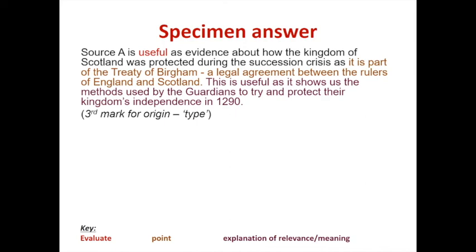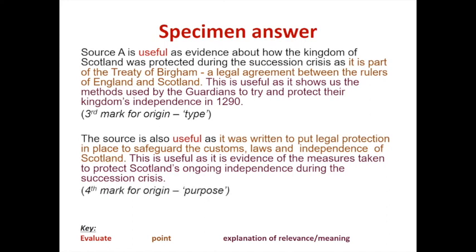So in purple it says, this is useful as it shows us the methods used by the Guardians to try and protect their kingdom's independence in 1290. So I'm explaining the importance of trying to use basically laws to protect the kingdom during the succession crisis. Okay, so we've covered author, we've covered date, we've covered the type. The next thing up is going to be the tricky one, purpose.